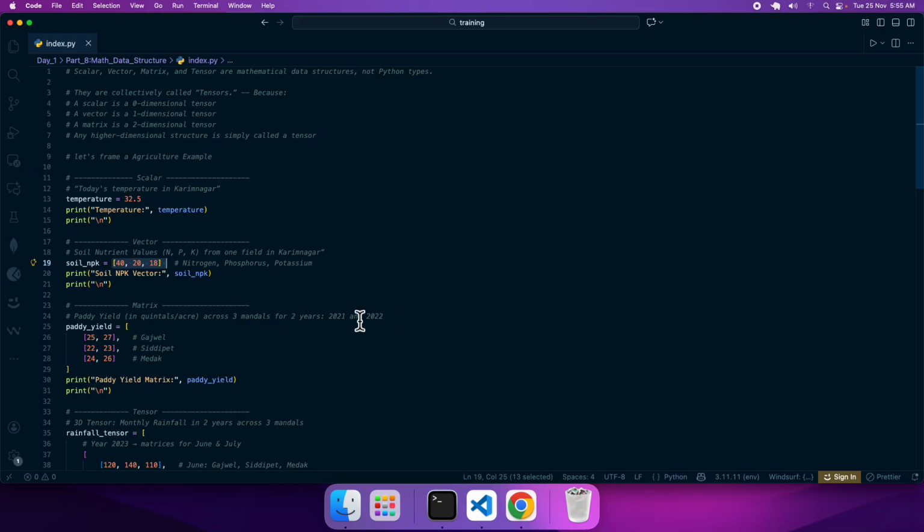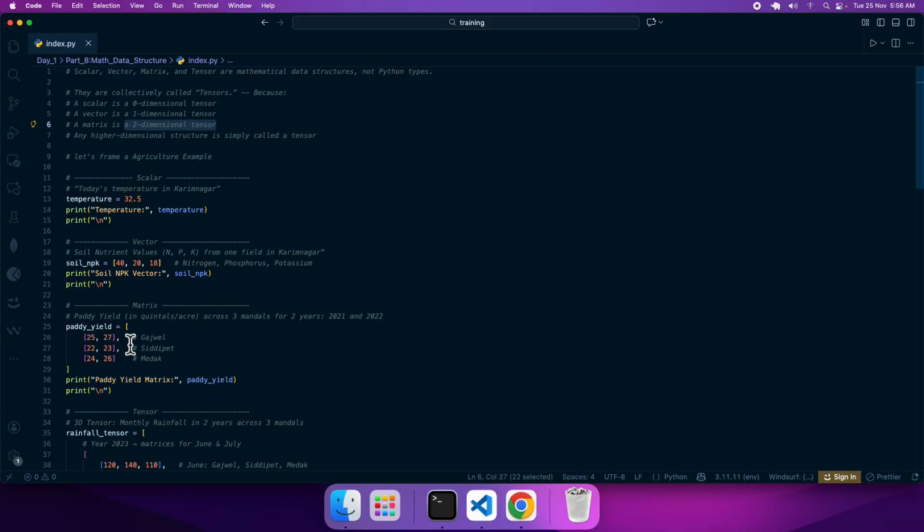In the same manner, I want to store the information about 2 years, 2021 and 2022, where I have 3 districts and I want to store the amount of paddy rice produced in the unit of quintal. So what I did over here, I went for a matrix. In this matrix, I have again an inner matrix, and that is considered a multi-dimension. Why? Because you can see it has a matrix within it.